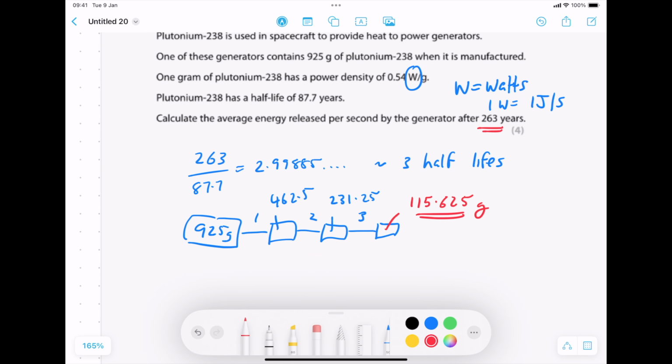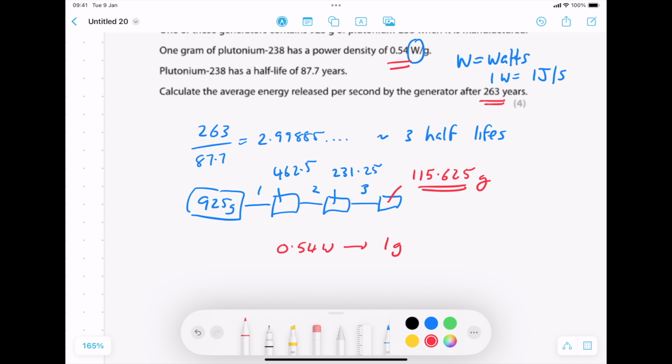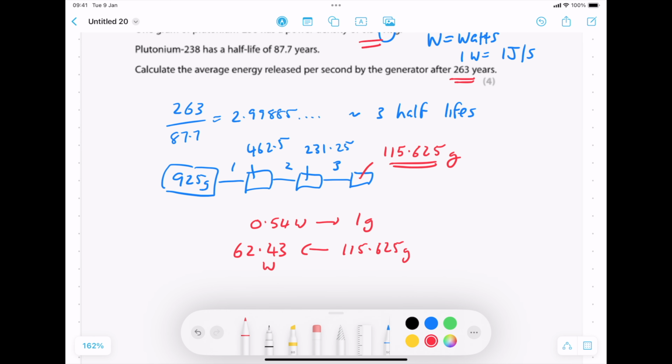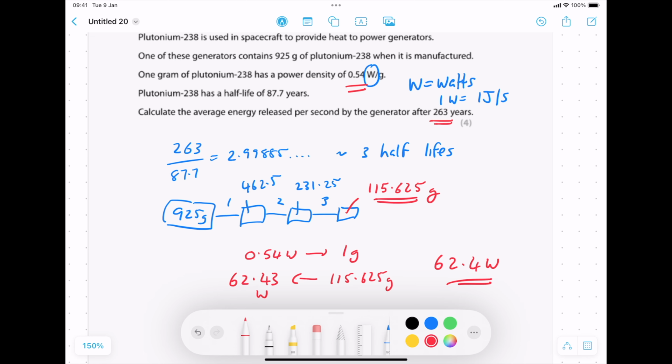Finally, to work out the energy released, we use the number supplied, that there are 0.54 watts in 1 gram. But we don't have 1 gram, we have 115.625 grams. So all I have to do is multiply 0.54 by 115.625, a simple ratio basically, which gives us 62.43 watts. So to 1 decimal place, that gives us 62.4 watts.